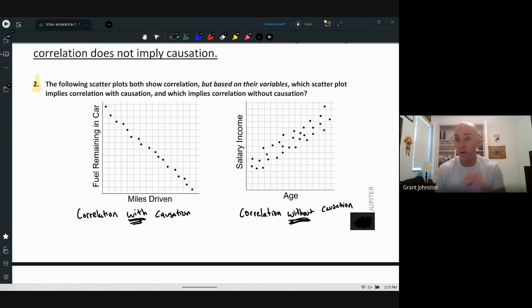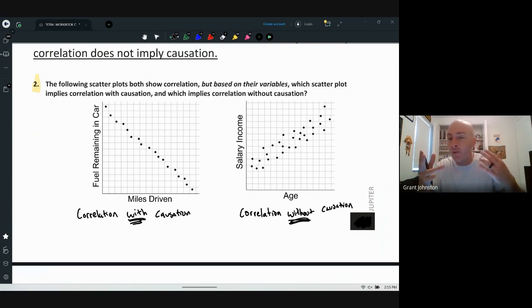There's other variables in play here. It could be the job you picked, right? Like if you chose to be a doctor as opposed to a teacher, a doctor's going to make a lot more money. That's another variable, is the choice of what you became, like how hard you work, right? Just because you get older doesn't cause you to get a promotion. There are different variables in play here. Age doesn't explicitly cause your salary to go up. So there's correlation, but it's without causation.